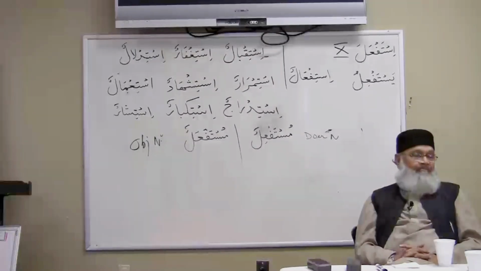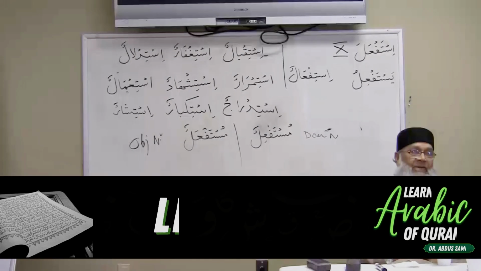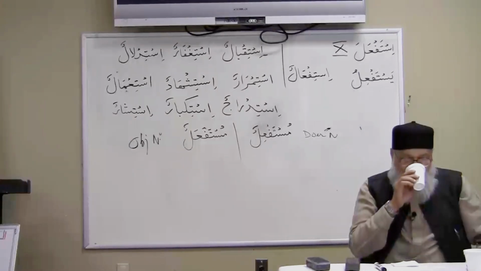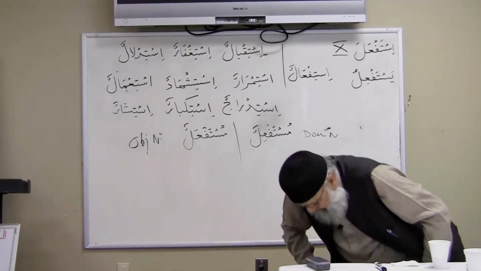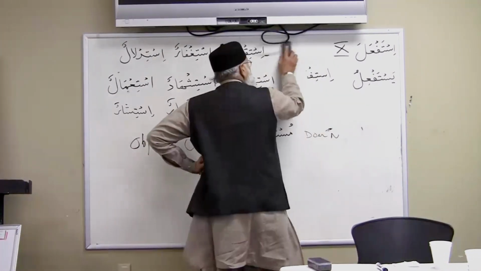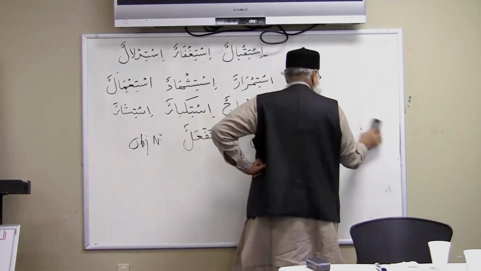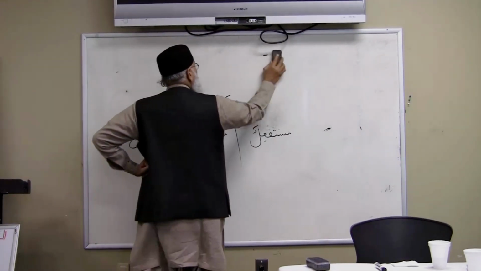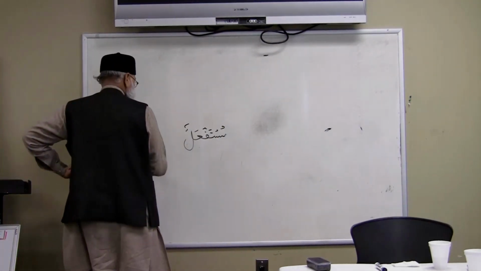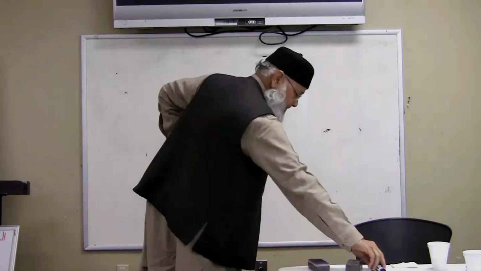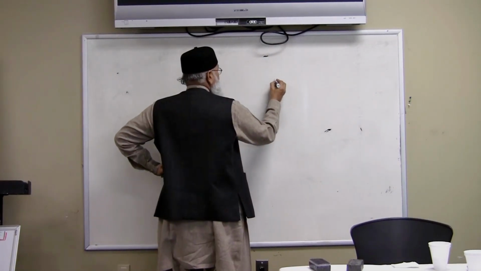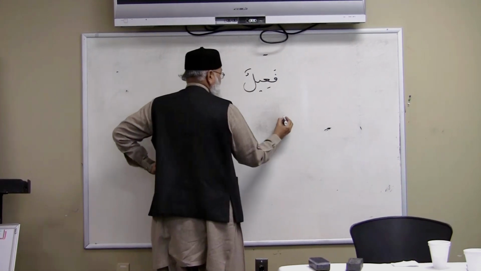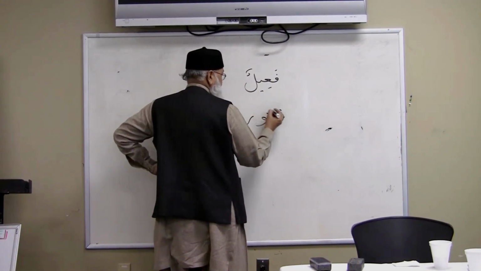Sifat, adjectives. It has no fixed shape, but the commonest shape in which an adjective or sifat appears, that is fa'ilun and fa'ulun. Fa'ilun and fa'ulun. Any example? You must remember.